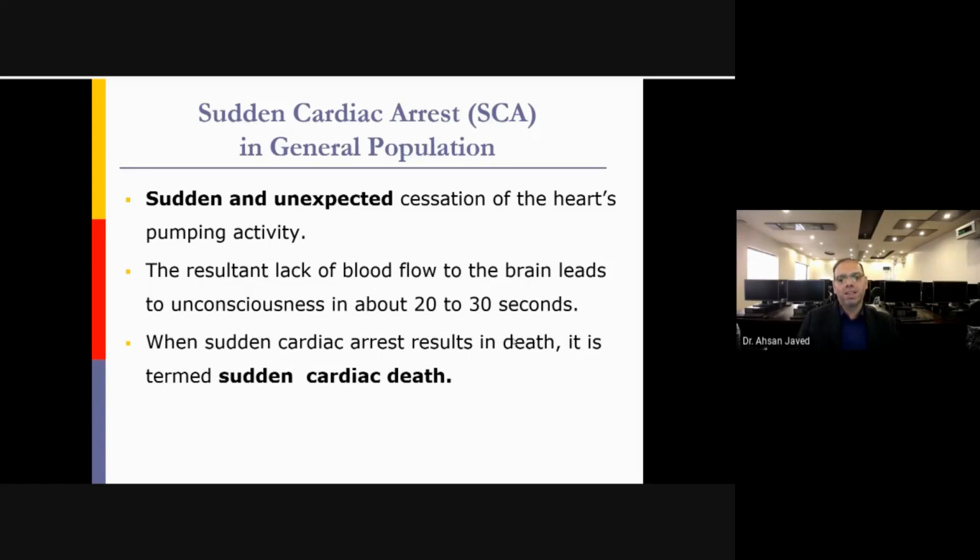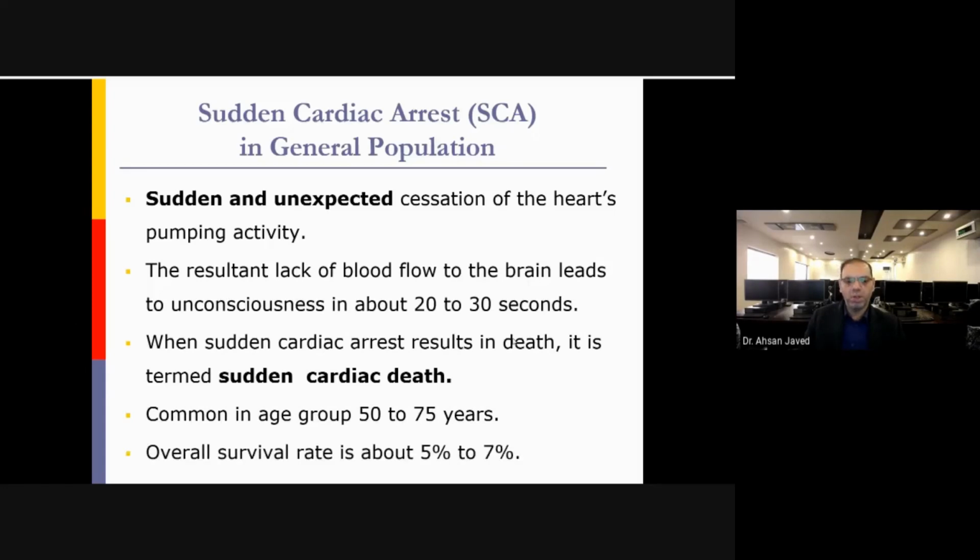When sudden cardiac arrest results in death, it is termed sudden cardiac death. It is common in the age group of 50 to 75 years, and the overall survival rate is only 5 to 7%. So out of 100 patients who go through sudden cardiac arrest, only about 5 to 7% can be saved.